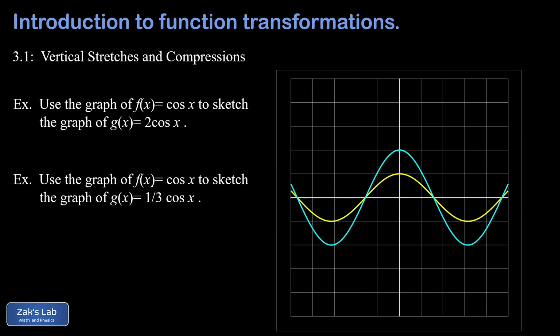In the second example, we want to plot 1/3 cosine x. Well, every y value of the cosine function is simply multiplied by 1/3. So now its amplitude is 1/3. It's oscillating between -1/3 at the bottom and 1/3 at the top. So the whole thing has been flattened closer to the x-axis by a factor of 3.